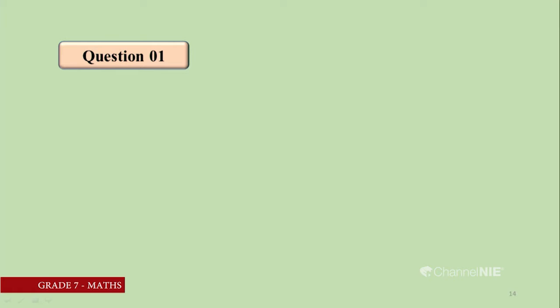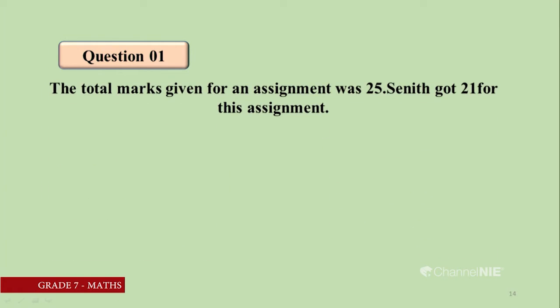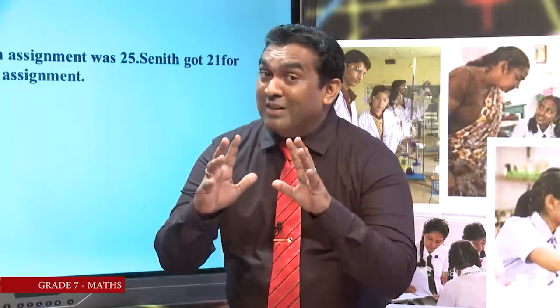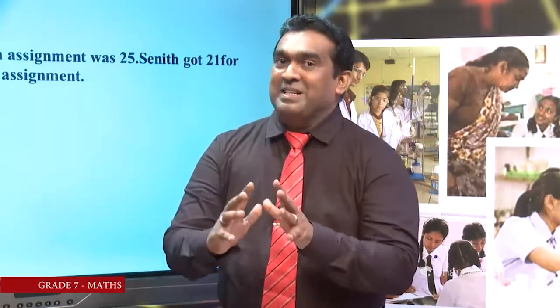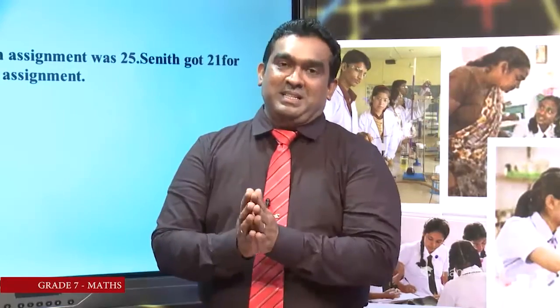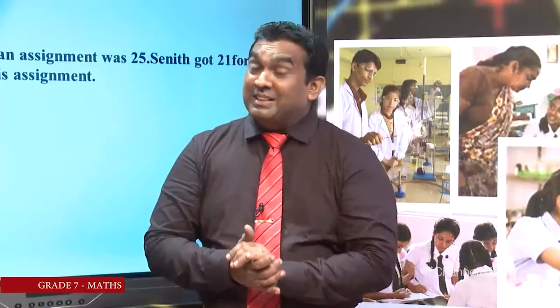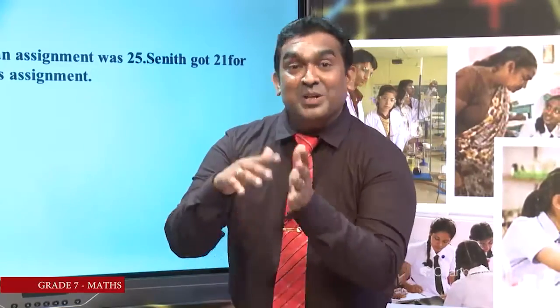Now, question number 1. The total marks given for an assignment was 25. Senith got 21 for this assignment. Senith is a very good boy because he got 21 out of 25. There should be 2 questions based on this information. According to our lesson, fraction, percentage. How to convert these numbers as a fraction, then how to convert that fraction into a percentage.